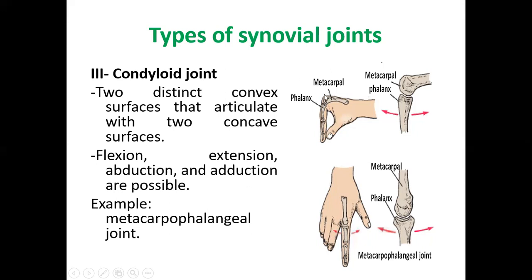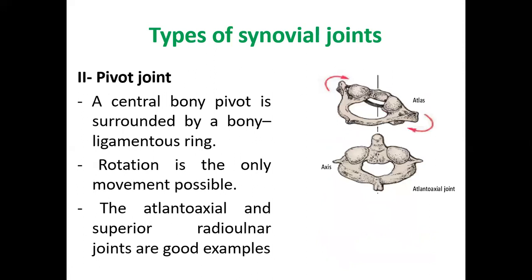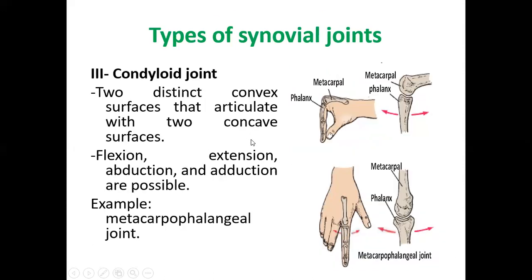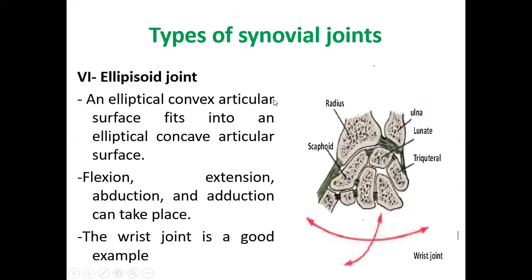In the previous joints we had fewer movements. In the pivot joint there was only rotation, and in the hinge joint there was only flexion and extension. But here in the condyloid joint there are flexion, extension, abduction and adduction. This is the flexion, as I said. The opposite movement is the extension, and here the abduction and adduction. Example is the metacarpophalangeal joint. So this is the metacarpal and the phalanx. The metacarpophalangeal joint is called the condyloid joint.